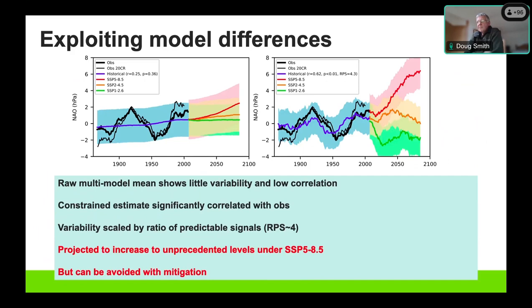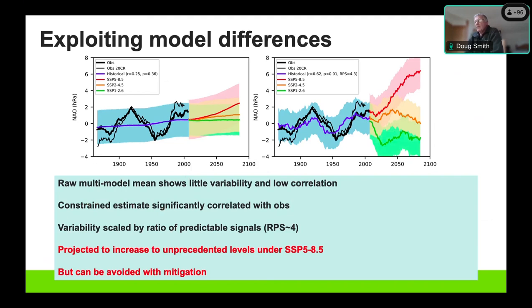Okay, so if we now apply this emergent constraint to the historical simulations and the future projections, then we start to get some quite interesting results. So on the left panel again is the raw model data. So the ensemble mean is the solid lines. And you can see that there's very little variability, no significant correlation with the observations. And the future projections do show some sensitivity to the scenario. So the high emission scenario, SSP 585, does show a stronger increase than the SSP 126 scenario.